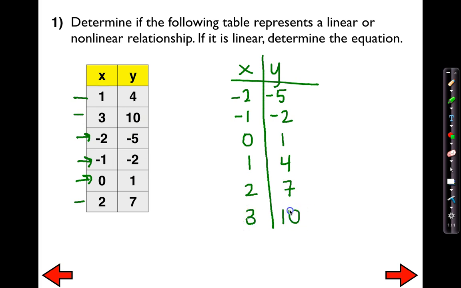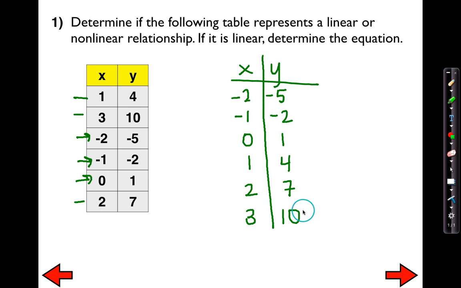Now, why would I even want to do this? By doing this, I can see right away the overall trend of this line. If you imagine reading it from left to right, I notice the numbers are increasing. So right away, that's usually a good sign. I can kind of get an idea. It could possibly be linear.